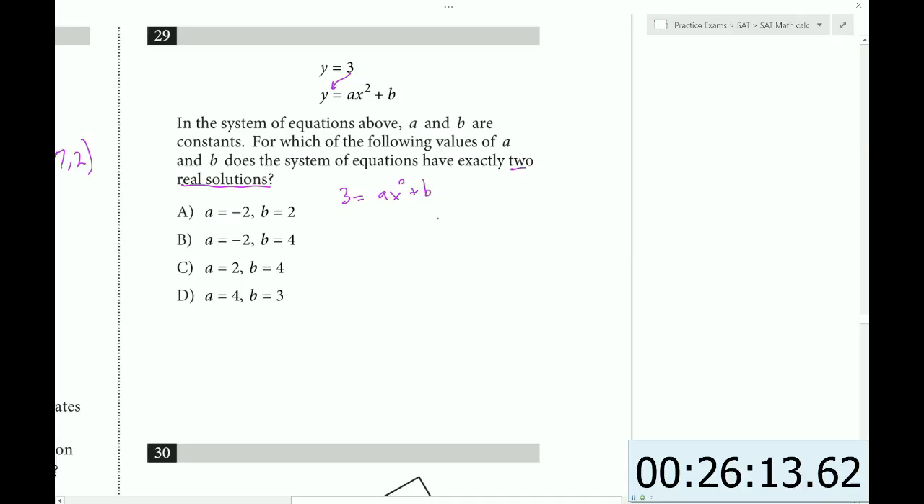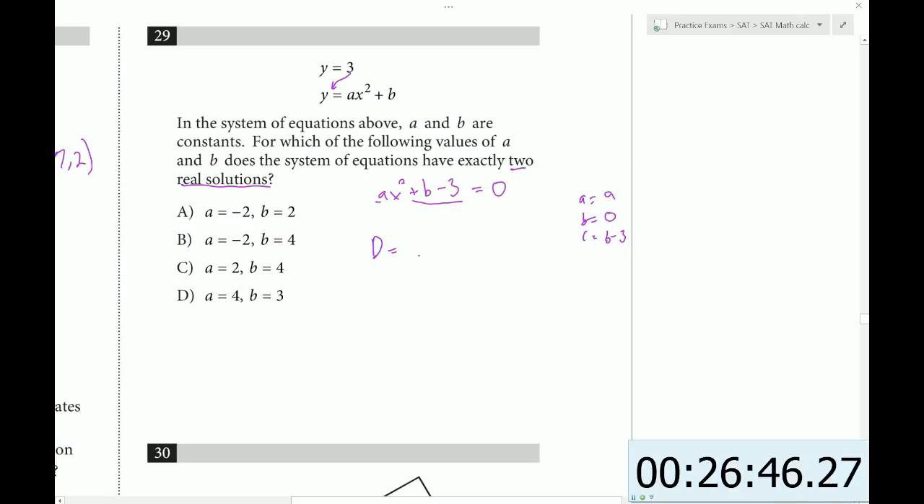Let's think first about the nature of roots. So we could subtract 3 to this side. Then it would equal 0. And let's see what we'd have for our discriminant. So we'd have a, b, and c. So a would equal, well, a, right? b would equal 0, because there is no x term. And then c would be b minus 3.